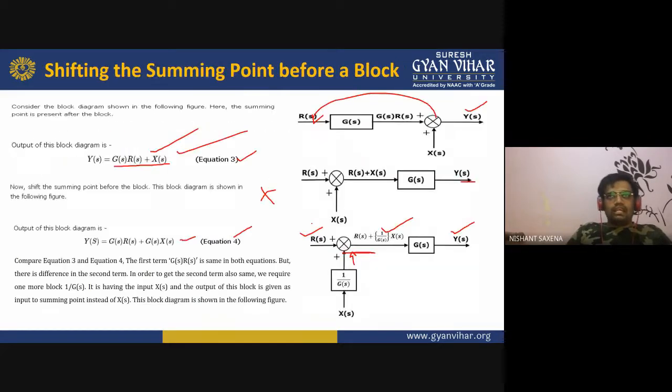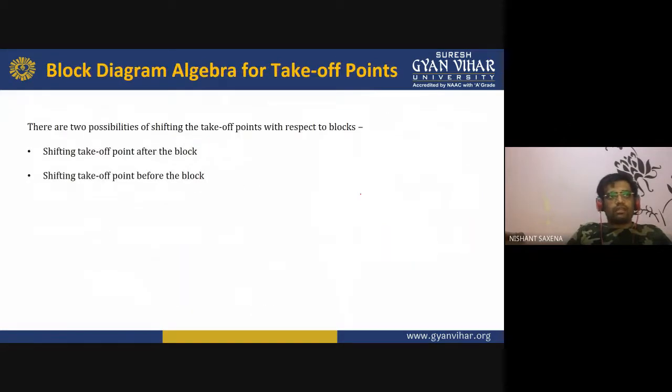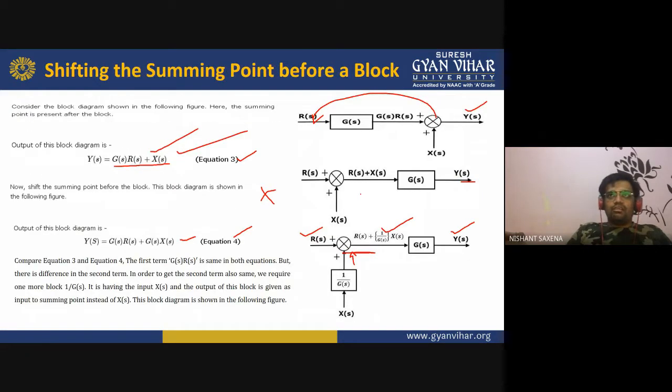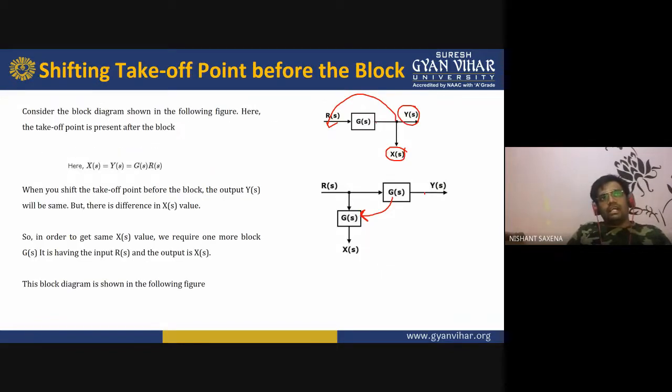Whereas in the summation point, when we are bringing the summation point from right to left, we have to do the division. So again there is a contradiction. When we are moving the summation point from right to left, that is before the block, we have to do the division operation. And when we are moving the takeoff point from before the block, then we have to do the multiplication. Will you remember this one? It's very easy to remember.